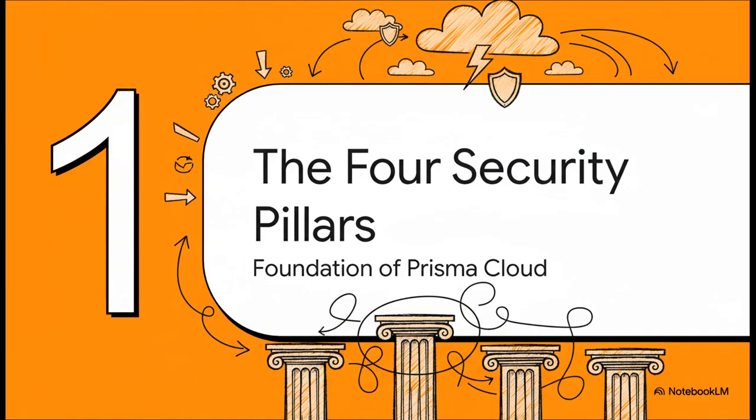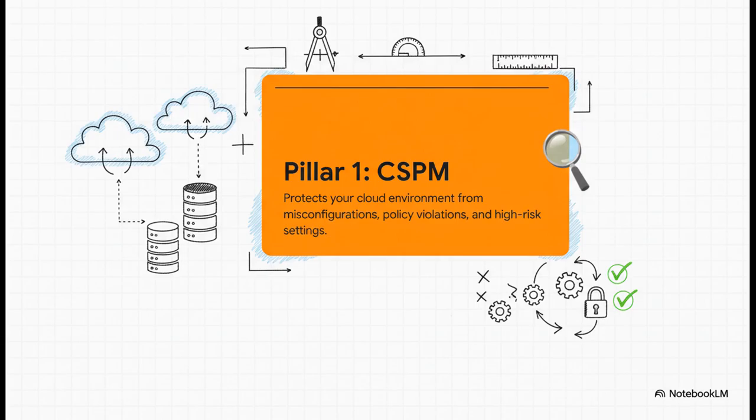And the easiest way to really get your head around Prisma Cloud is to understand its foundation, which is built on what they call 4 interconnected security pillars. Each one tackles a different piece of the puzzle. First up is CSPM, which stands for Cloud Security Posture Management. Think of this pillar as the building inspector for your entire cloud environment. It's constantly walking the digital grounds, checking every window, every door, and the foundation itself to make sure there are no structural weaknesses, no policy violations, or risky setups.